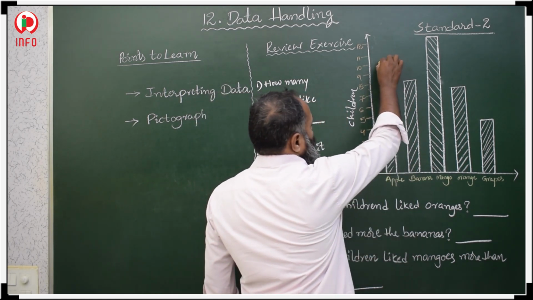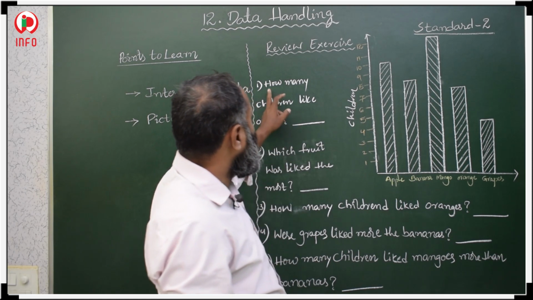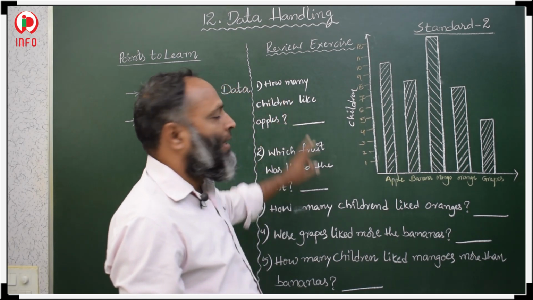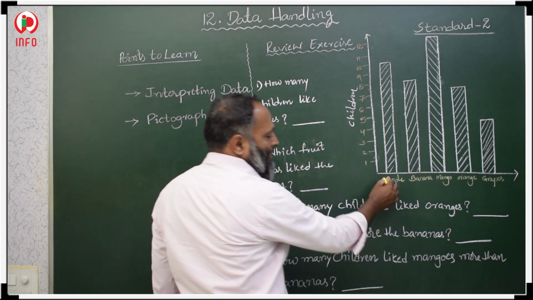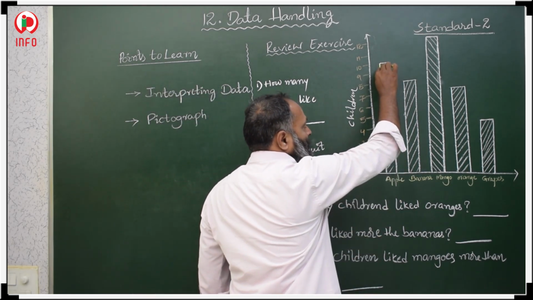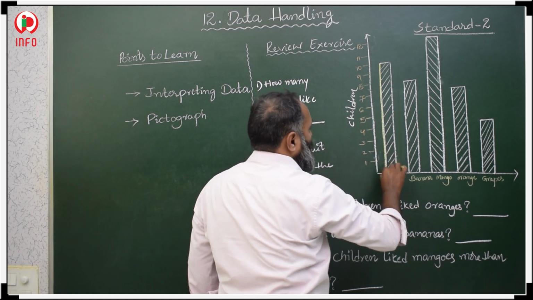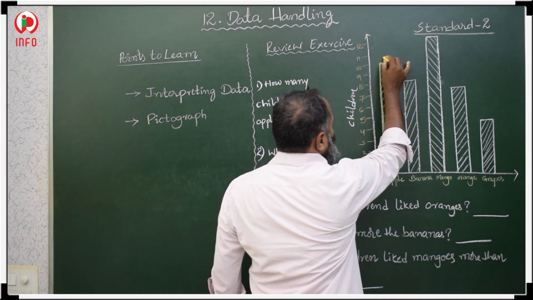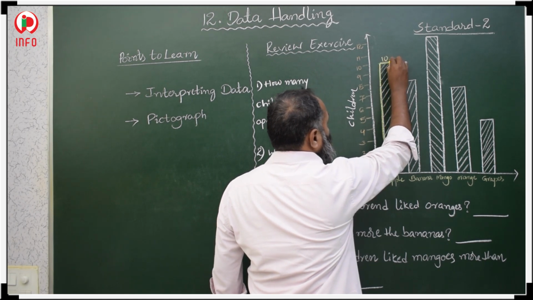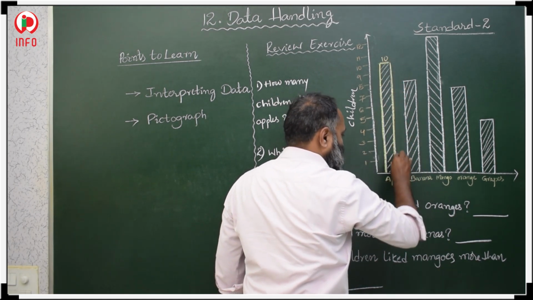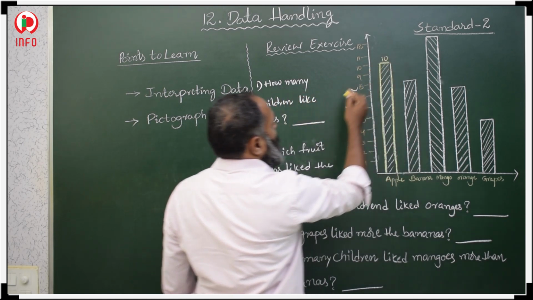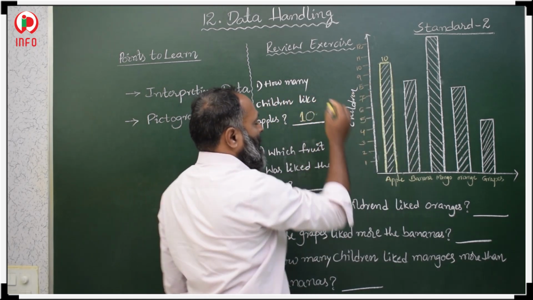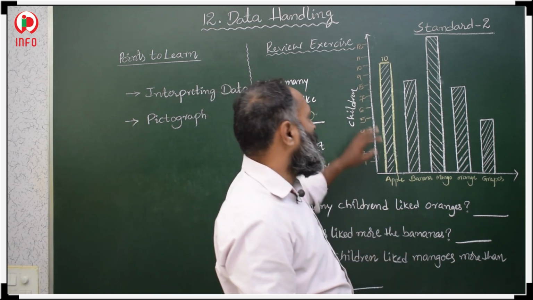How many students? First read the question. How many children like apples? See here, apple means this is the apple column, this is the apple bar. Where is the apple bar here? 10. Exactly, it's straight 10. Straight 10 means 10 children like apples.